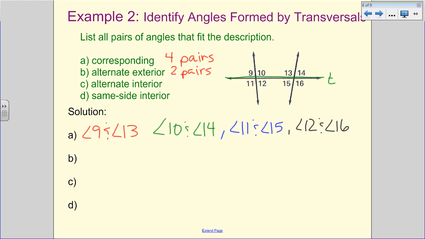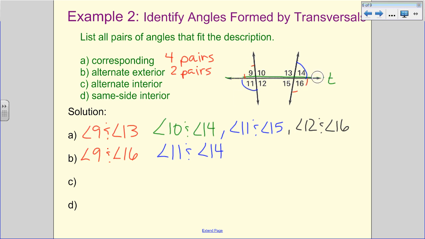I have to be outside the 2 lines, so angle 9 works. I have to be outside, so I've got to jump to the second line. So I'm either looking at 14 or 16 that are outside the line. I have to be on the opposite side in order to be alternate. So that means angle 9 and angle 16 are alternate exterior angles. The other exterior angle I have here is angle 11. I need to be exterior, so we're looking at 14 and 16, and 14 is on the opposite side. It's above the line instead of below. So this is angle 14.